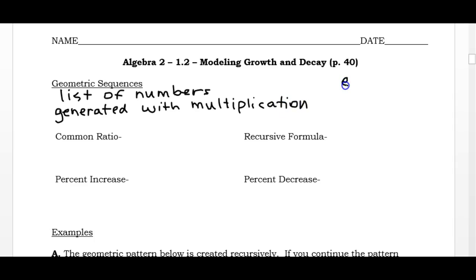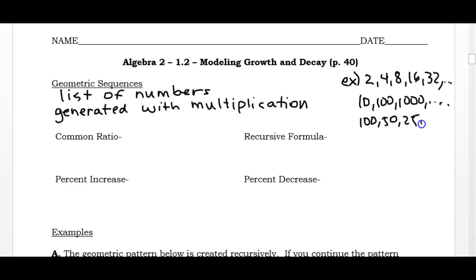So an example would be 2, 4, 8, 16, 32, etc. Or how about 10, 100, 1,000, 10,000, etc. We could even do like 100, 50, 25, 12.5, etc. Okay. The common ratio is the number that you multiply.